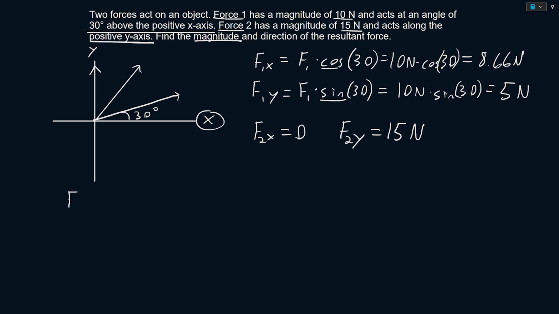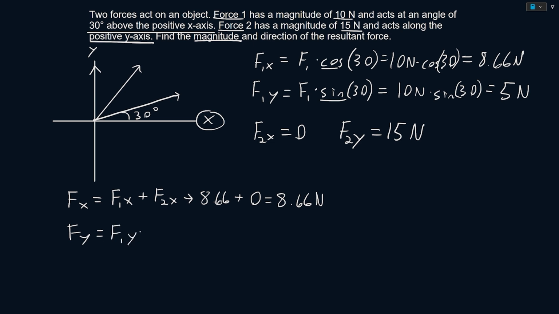Now we need to find the resultant x component, which is equal to the sum of the x components of forces 1 and 2. This is equal to 8.66 plus 0, or just 8.66 newtons. The resultant y component is equal to the sum of the two y components of the forces. This is equal to 5 plus 15, which is equal to 20 newtons.